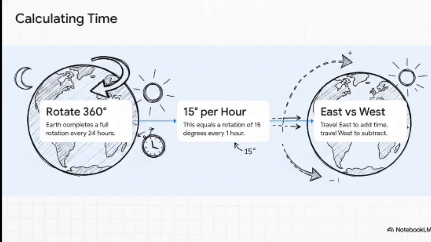Think about it. The Earth is a sphere, so it completes a full 360-degree rotation every 24 hours. If you just divide 360 by 24, you get 15. That means the Earth rotates exactly 15 degrees of longitude every single hour. And since the Earth rotates from west to east, the eastern parts of the world see the sun first. So your golden rule here is, as you travel east across these longitudes, you add time. As you travel west, you subtract time.